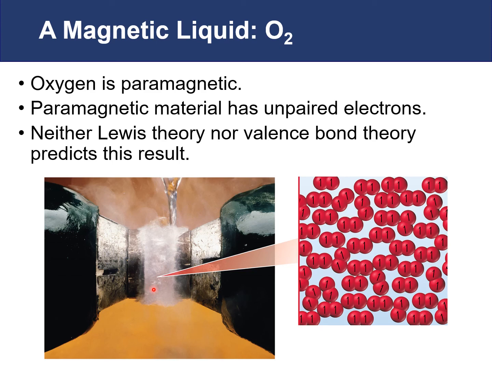Paramagnetic material, as we saw with our discussion on electron configurations, has unpaired electrons. Neither the Lewis theory nor valence bond theory predict that oxygen itself is going to be paramagnetic. In order to determine whether atoms are going to form bonds and whether those bonds are going to result in unpaired electrons, things that are paramagnetic, we need to have additional methods or additional explanations for bonding that will enable us to predict these types of phenomena.